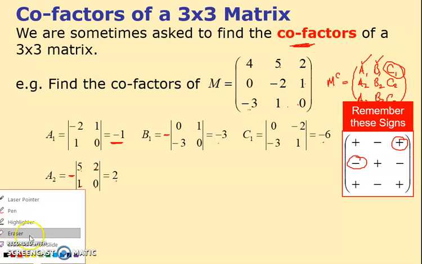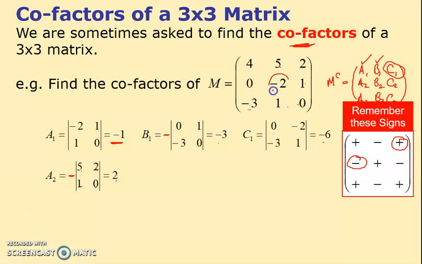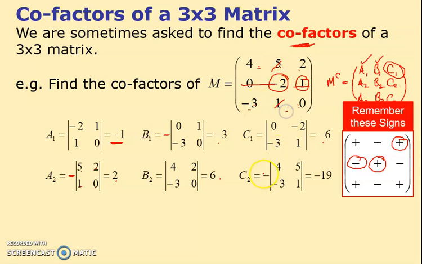I now switch to B2. B2 is there, so again I ignore them, and I've got these numbers. And if I do the determinant of those, it's 6. It's a plus in the middle, so therefore it's plus 6. I'm now going on to this one here, so you can see I ignore that row, I ignore this row. I reckon it's 4, 5, minus 3, 1. But notice the minus, because for that position it's a minus.